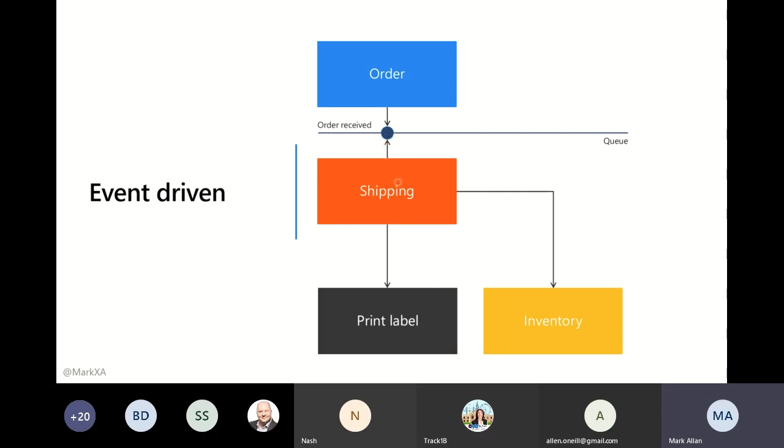So the shipping service, when it's ready, can go and pull the next order off the queue and do stuff, and then it will probably fire off another message to the inventory service as an asynchronous thing. And so everything becomes nicely decoupled. It makes it a lot easier to deploy your services individually, and the whole thing becomes a lot more resilient.